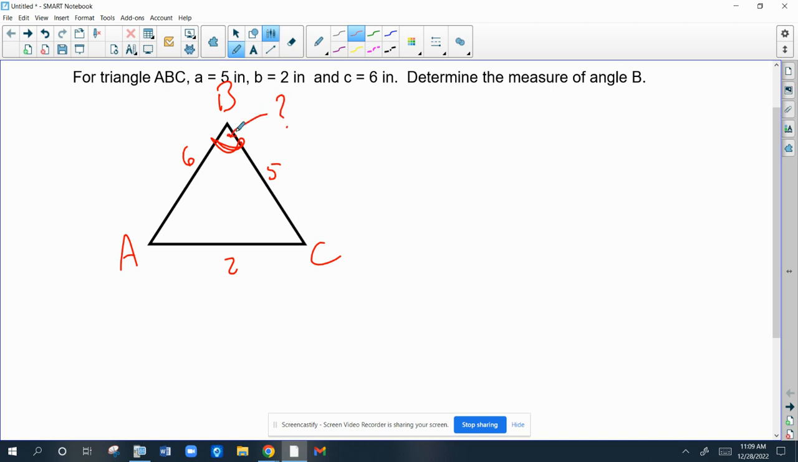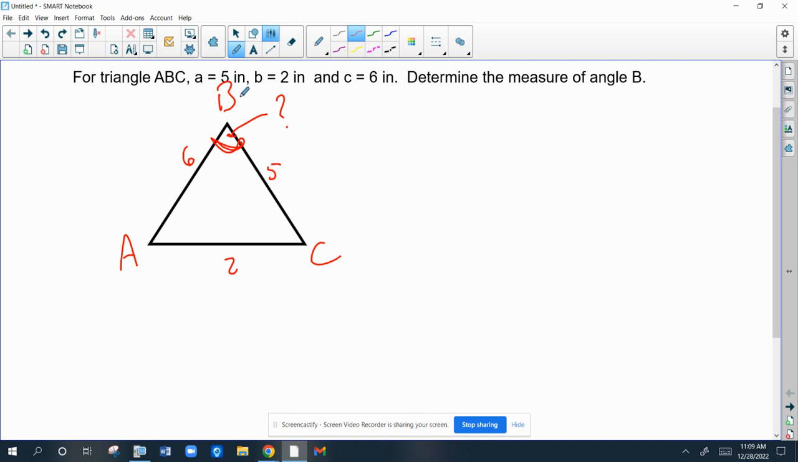So again, this is not a right triangle. That's not a Pythagorean triple. So we're going to have to use the law of sines or cosines. You use the law of sines when you have an angle and an opposite side, which we don't. So we're going to use the law of cosines here.